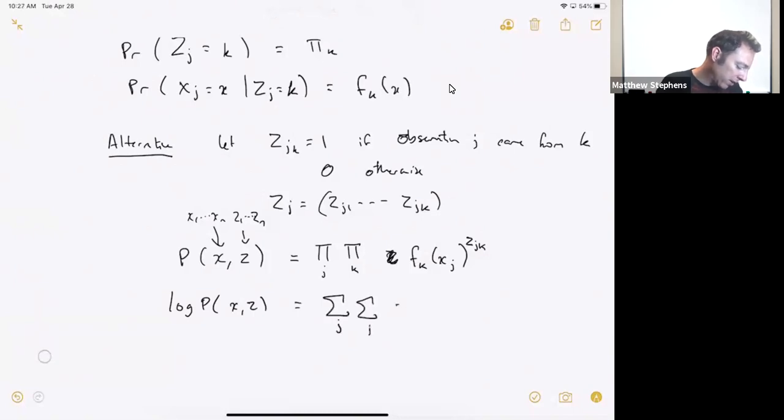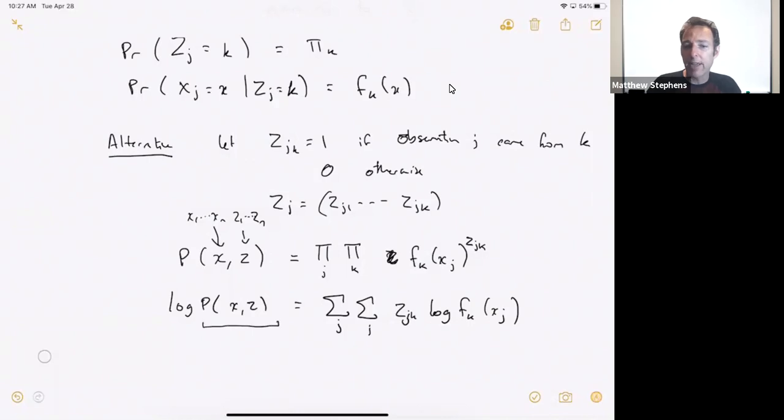Similarly, we get this representation. And this is so useful actually that this quantity here, which is the joint distribution of the observed data X and the latent variable Z, is called the complete data likelihood. That's another piece of terminology. And when we take the log, it's obviously the complete data log likelihood.